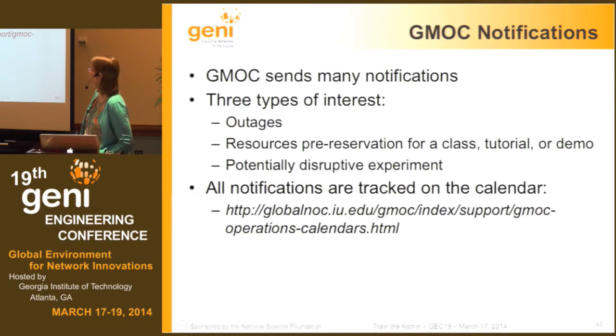GMOC sends notifications out on various mailing lists for three kinds of things. One of them is proper outages, hopefully maintenances, but we've had an incredible amount of power outages on the East Coast this year. And in addition, they do things for large events, classes, tutorials, demos, and for potentially disruptive experiments.